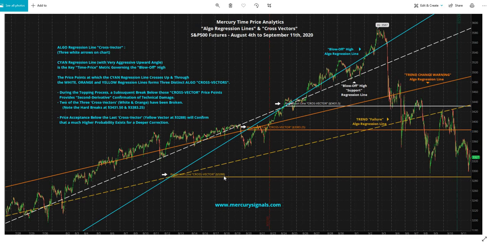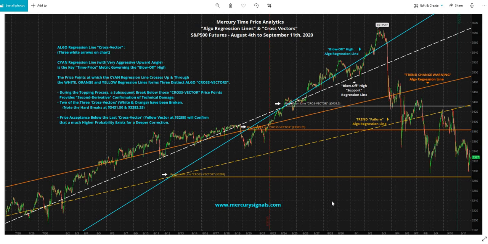ugly. And we saw two fast moves down to 3,200 just this week. So this was the level that broke, and that gave you the ugly move down to just above 3,200 on Monday.